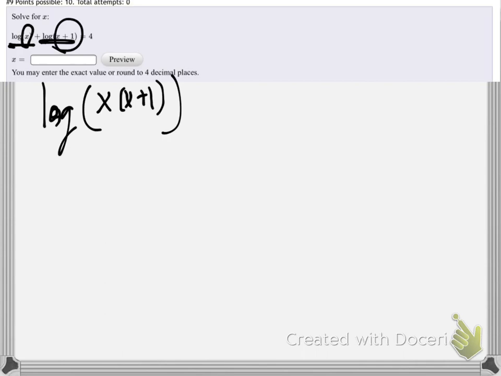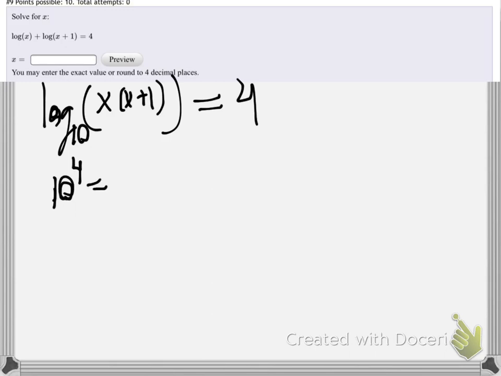It is a common log, right? Yeah, these are common logs, equals 4. And now that I have it written as a single logarithm, maybe we'll try it in exponent form since it's going nowhere now. Also remember, this is a common log, so if there's no base number given, it's a 10 down there. So in exponent form, this is 10 to the 4 power. 10 to the 4 equals x times x plus 1. And then we're just solving this.